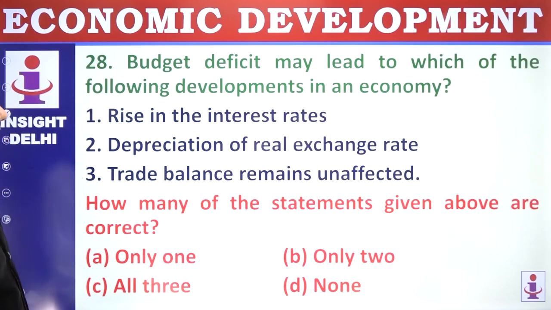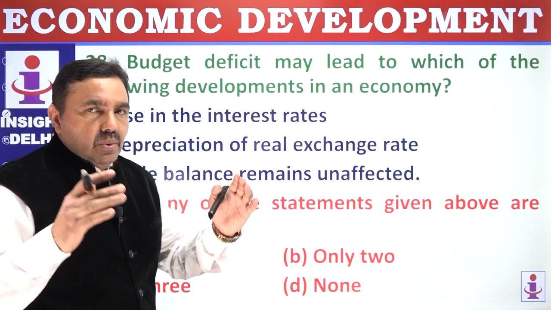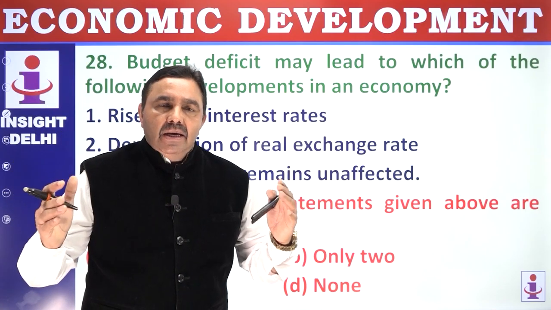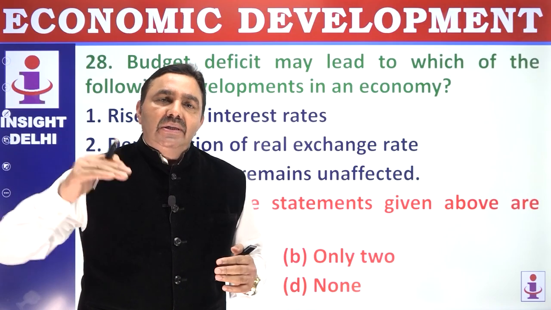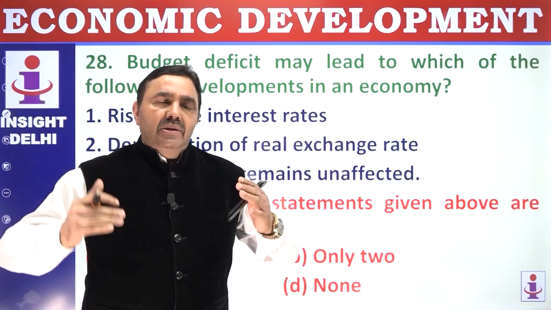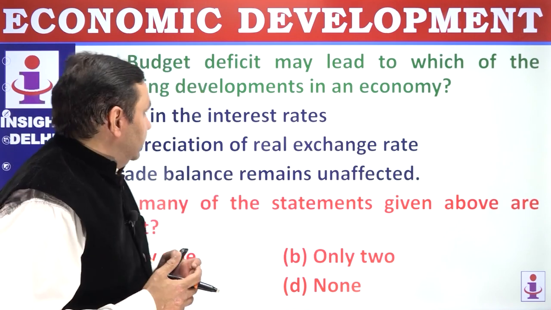28. Budget deficit may lead to which of the following developments? Budget deficit means the government is spending more than what the government is earning. It means the government has to borrow loans. It means the cost of borrowing is going to increase. If the government is borrowing, the government is spending more, it means inflation will increase. So that way you have to connect it.